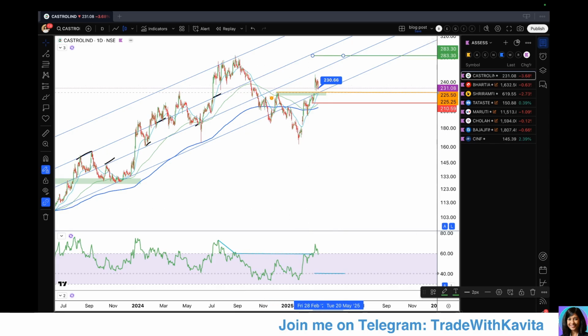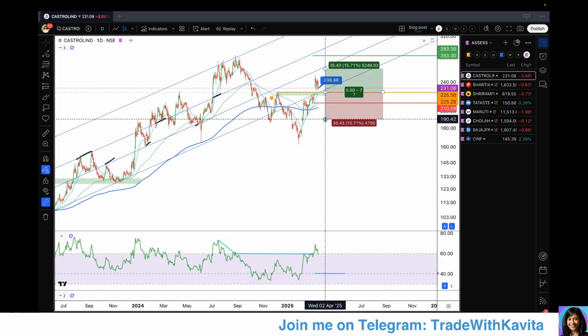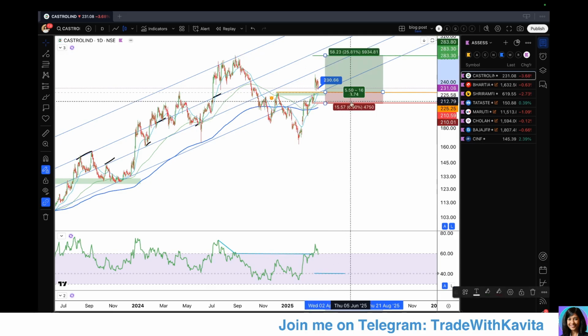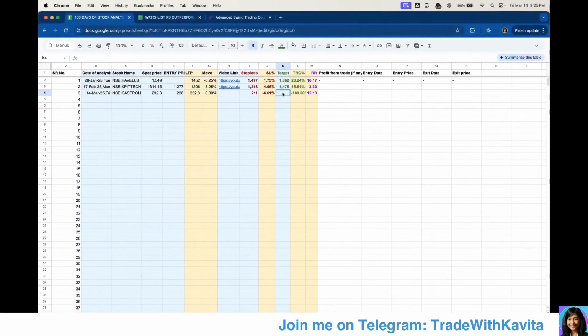So let's assess the price setup now. If this is the entry, this is the stop loss, and this is the target, the risk reward ratio is 3.7, which does make it a legitimate trade setup for us to pursue. So 283.3.